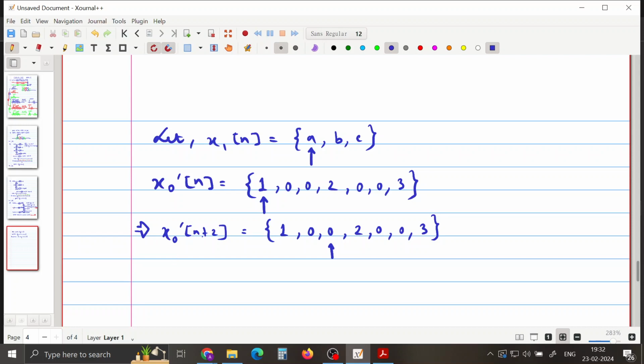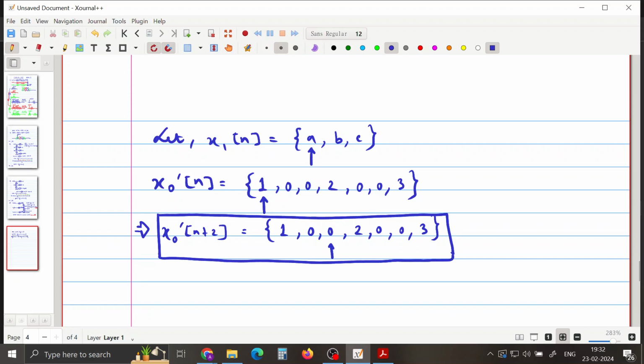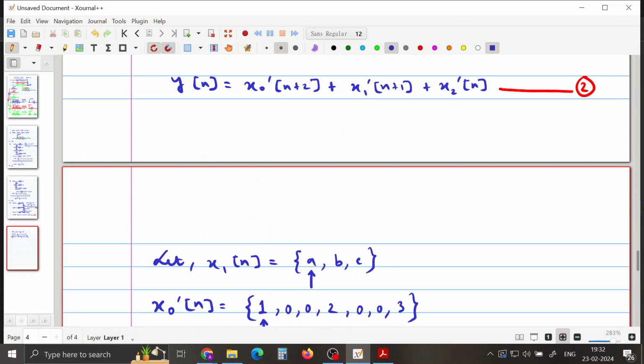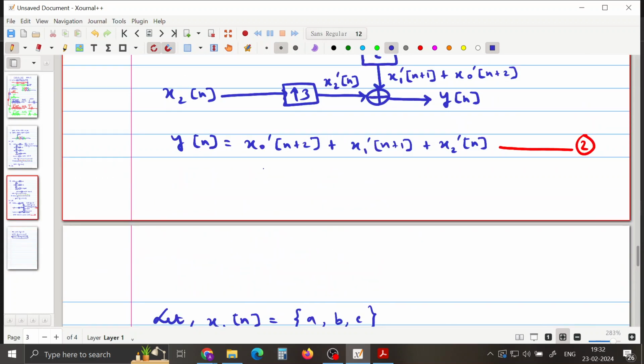Okay, this is one component that we have found. This is x0 prime of n plus 1. This is one thing which we have found. So this part we have got, this guy we have found. Now remaining is this one and this one. Once we have the values for those two, we can add them up.